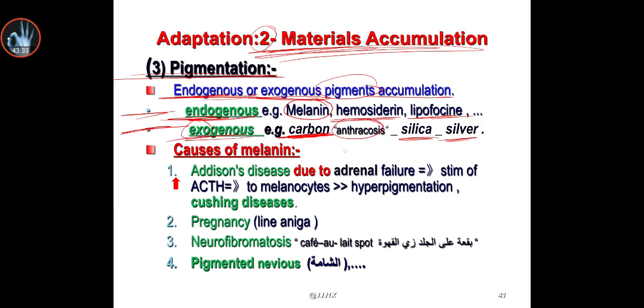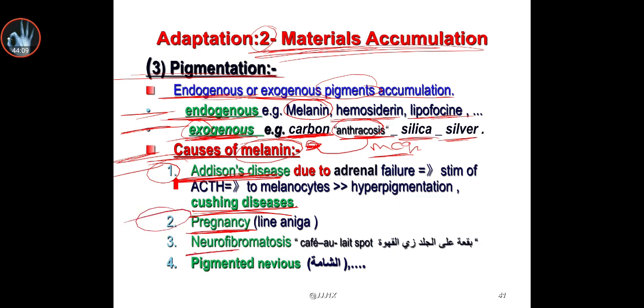So anthracosis is accumulation of exogenous carbon. This is like small MCQs. Now, causes of accumulation of melanin: we have Addison disease, Cushing disease, pregnancy, and also neurofibromatosis, and pigmented nevus. Addison disease is due to adrenal failure.